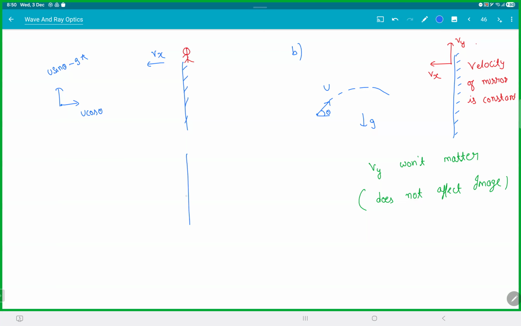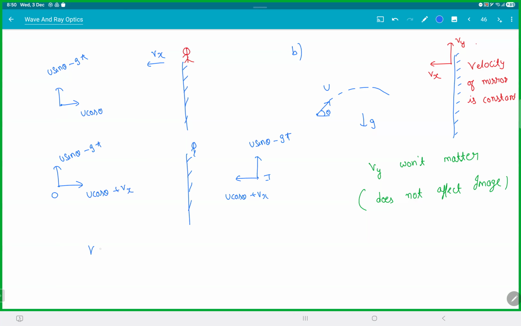Now the mirror will think this guy is coming with U cos theta plus Vx, and U sin theta minus gt. This is the object. So the image will also go with U cos theta plus Vx and U sin theta minus gt. This will be the answer with respect to the mirror.